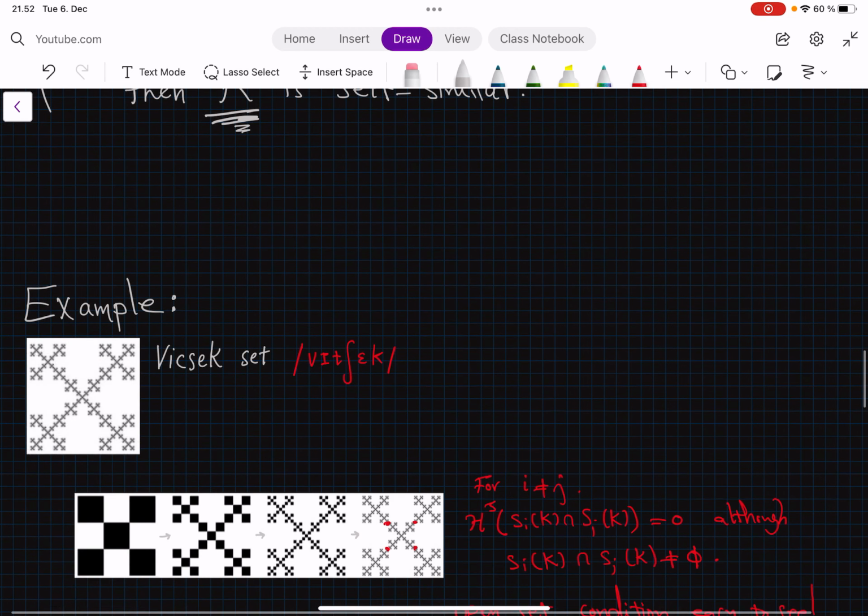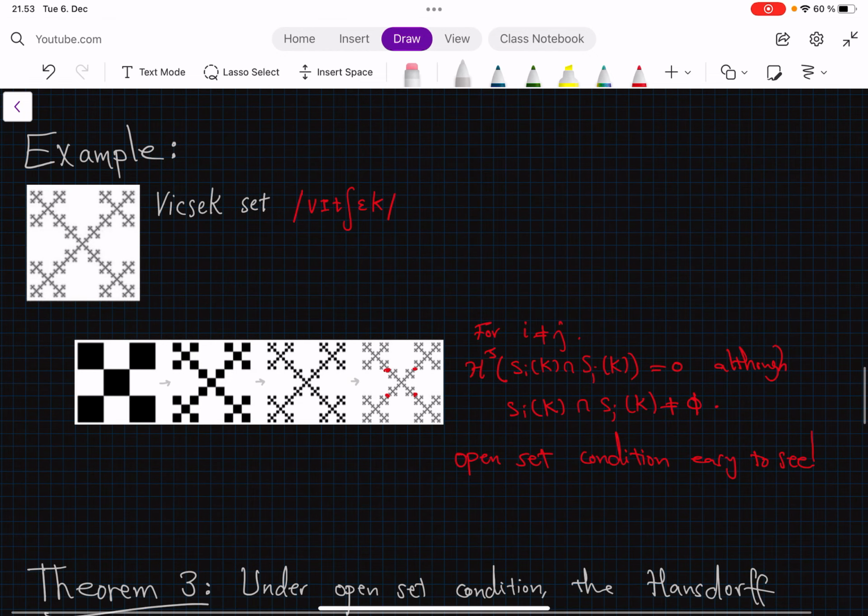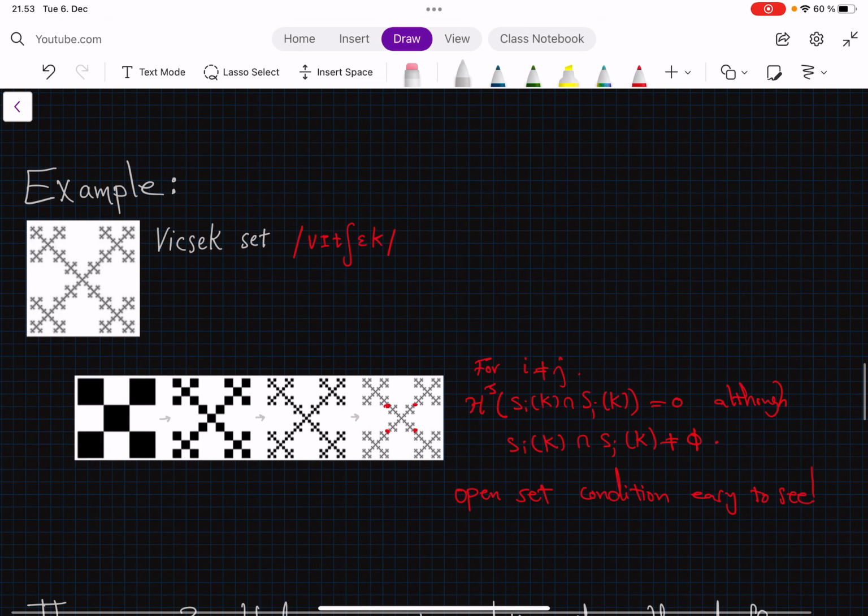Okay, we talked about several things, so let's look at an example. This is the Witschek set, named after the mathematician Witschek, pronunciation according to Wikipedia. So it looks like this, but how do you construct it? The self-similar construction will be that you begin with the unit cube, unit square, well, two-dimensional cube. Then you will replace it by the 5 dark squares.